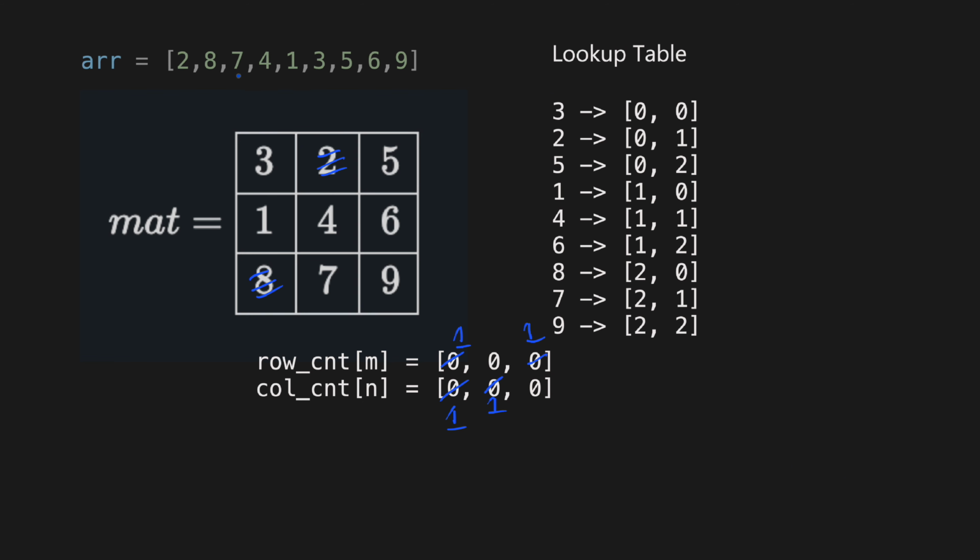Then at index 2 we see element 7, which is at row 2 and column 1 in the matrix. So we increment the painted cell count for row 2 by 1, so it becomes 2, and column 1 by 1, so it becomes 2 as well.